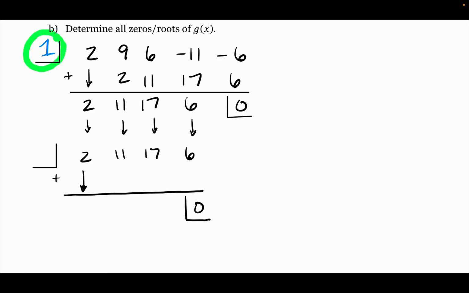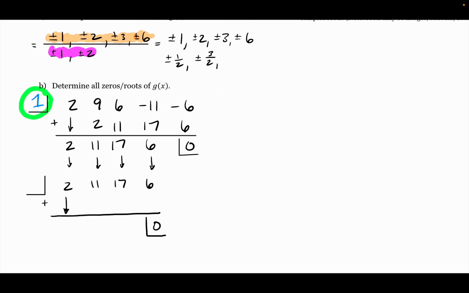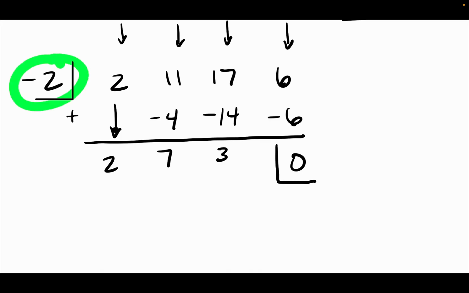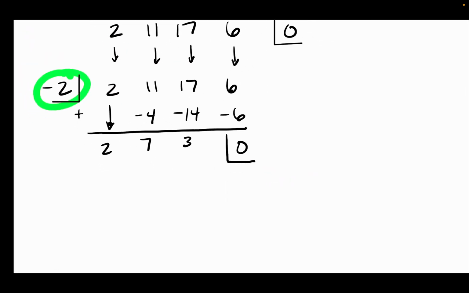-1 doesn't work. The next number on the list is 2. Should I use -2 or +2? -2. For the same reason we just talked about earlier. I want these guys to cancel out. To cancel out, I need negatives. So let's see. 7, multiply. Yep, this one's going to work. 3, -6, it works. I got my next answer. Now it's a trinomial. We can finish how we did the last time.